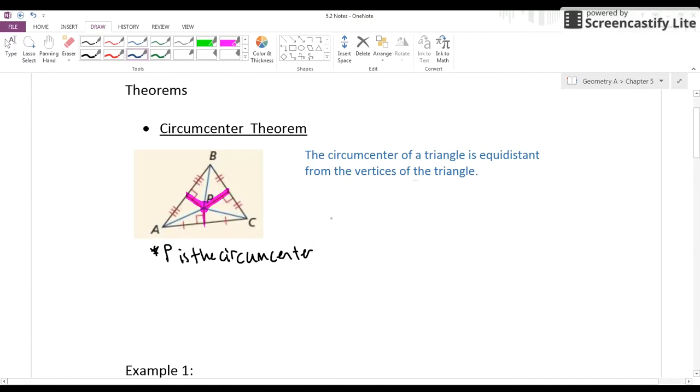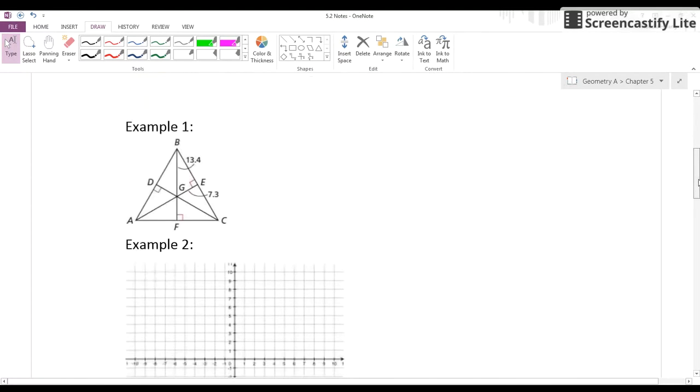So if I know P is the circumcenter of triangle ABC, that's given, then what I can conclude is that the distance from P to each vertex, so PA, is going to be the same as PB, which is going to be the same as PC. So that's what equidistant means. And that is your circumcenter theorem, okay? Let's go ahead and use that circumcenter theorem for our first example.